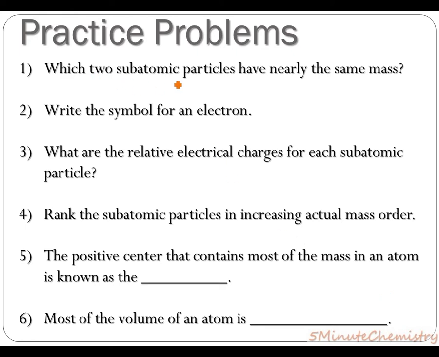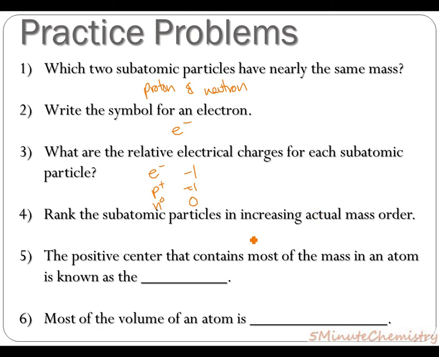So first off, which two subatomic particles have nearly the same mass? That would be the proton and the neutron. Write the symbol for an electron. That is an E superscript of minus. What are the relative electrical charges for each subatomic particle? So electrons have a -1, protons have a +1, neutrons have a 0 charge.